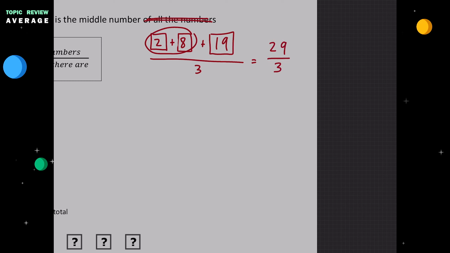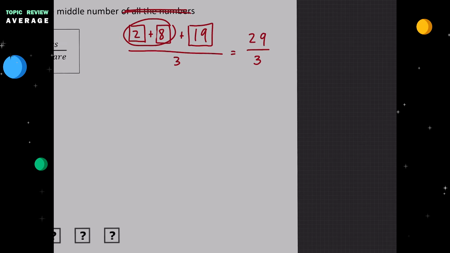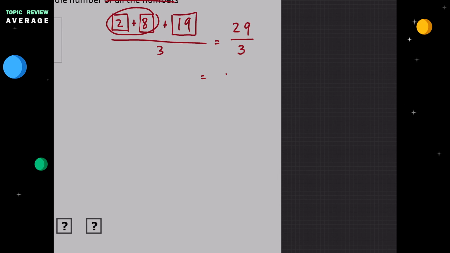29 divided by 3. How many 3's go into 29? This is again an improper fraction. The answer is 9, remainder 2 over 3. So 9 2/3. There's your average. You can leave your answer as a mixed numeral. It doesn't have to be a decimal. It can be a fraction like this, a mixed numeral.